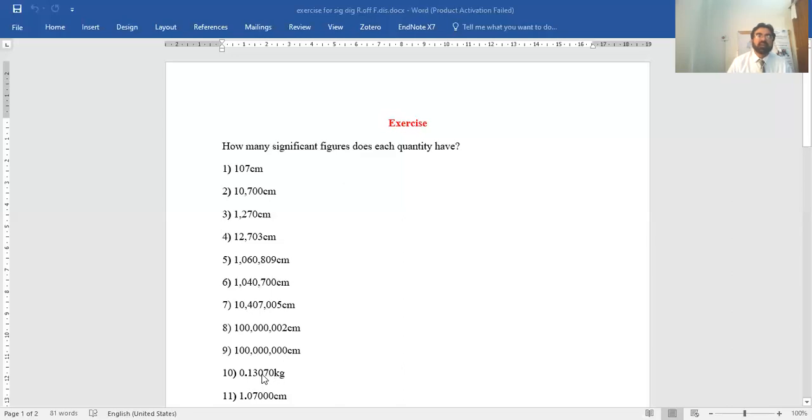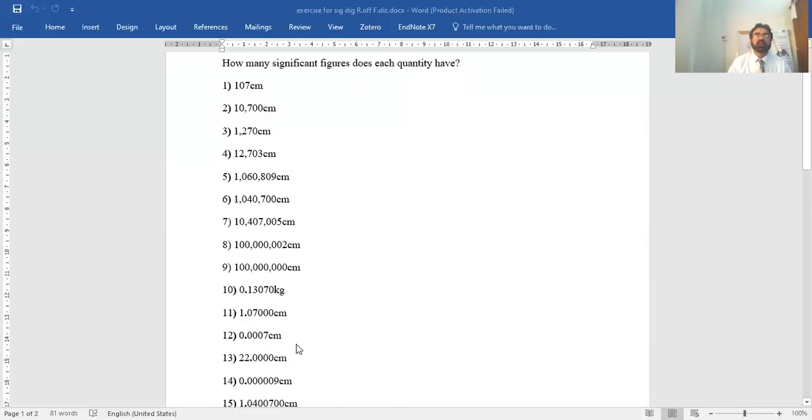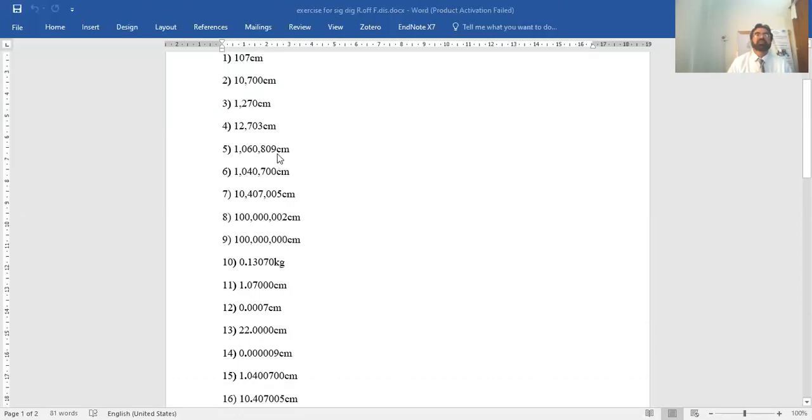0.13070, the 2 zeros and 3 non-zero digits are considered to be significant, whereas the leading zero, the initial 0, is considered to be non-significant. So there are 5 significant digits or 5 significant figures. 1.07000, as these zeros and non-zero digits come after the decimal, they are considered to be significant figures, and there are a total of 6 significant digits. 0.0007, all these zeros are leading zeros, so they are considered to be non-significant. There is only one significant figure.